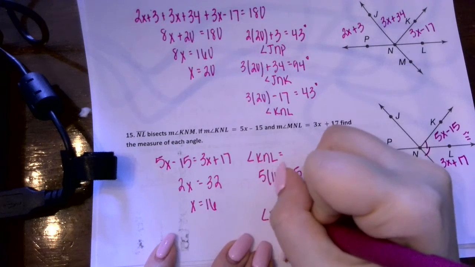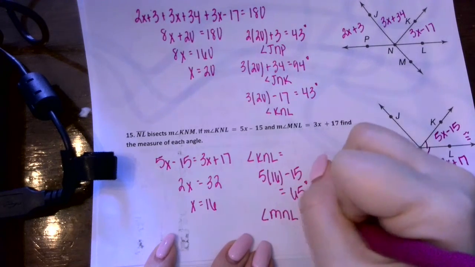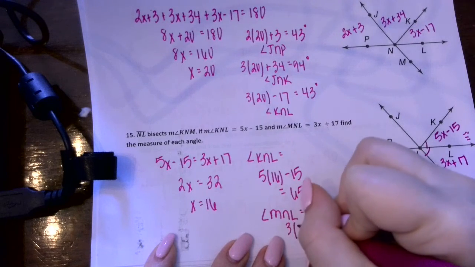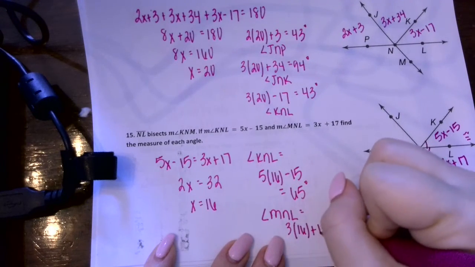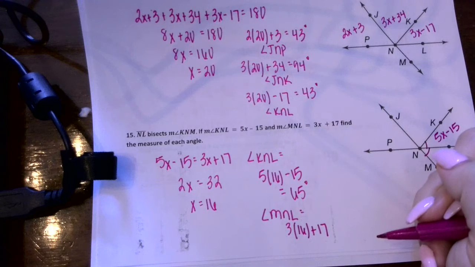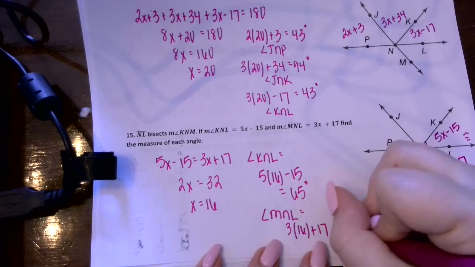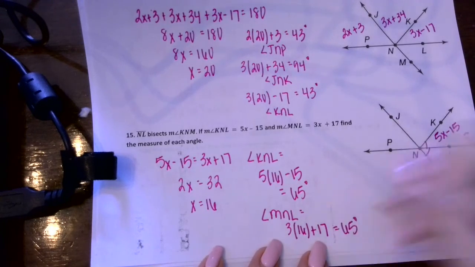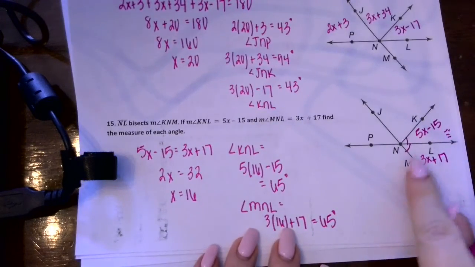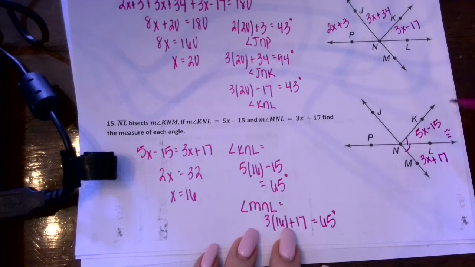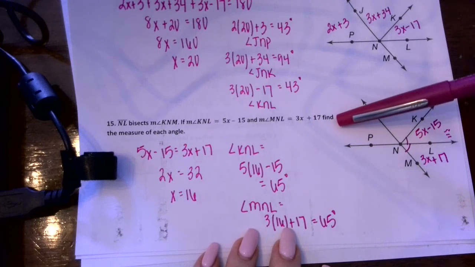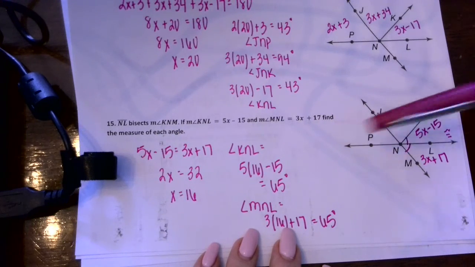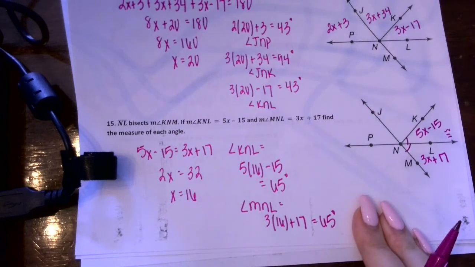And then MNL should be the same since I bisected, but it's always nice to check, because if you plug in and you got something other than 65, you would know that you made a mistake somewhere. So again, I know that NL bisects, so that means each of these angles are congruent. So it's very important to read carefully your directions and make sure you label your picture for these type of problems.